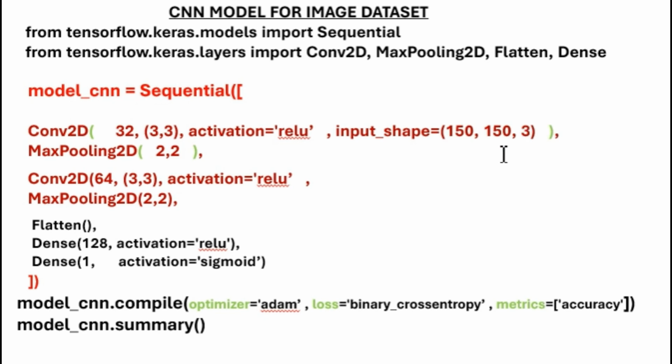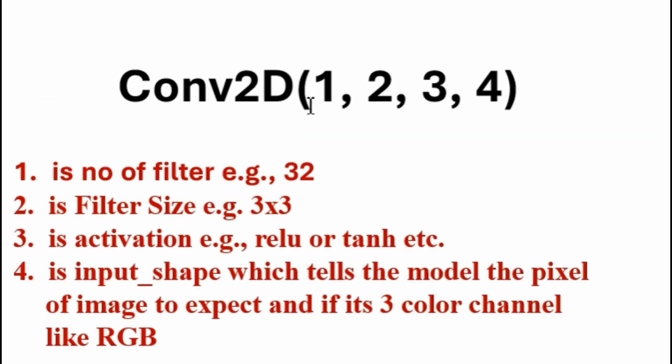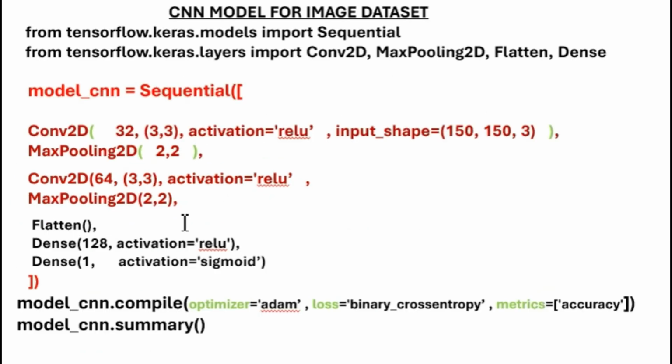So in summary, this is like saying, hey Keras, build me a convolutional layer with 32 filters, each 3 by 3 in size, using an activation function called ReLU, and expects an RGB image, or a 3-color-channel image, of size 150 by 150, the height and the width.